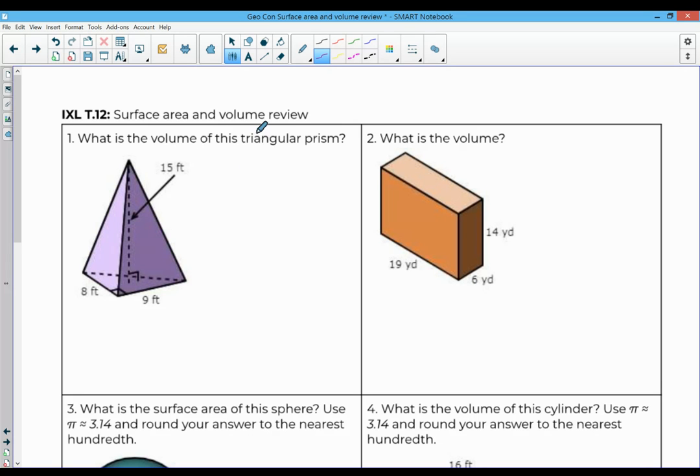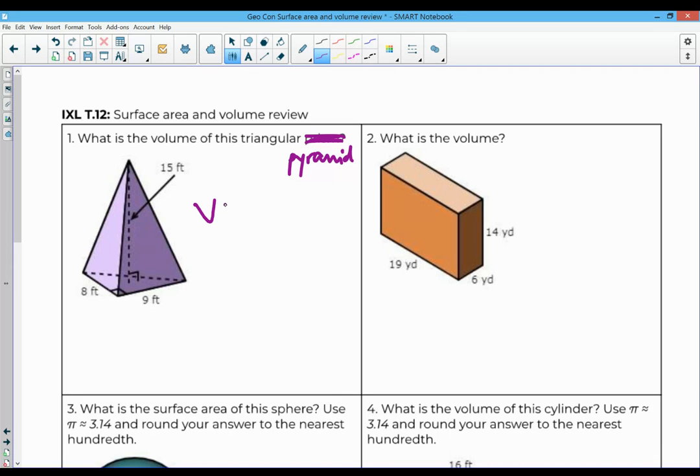Number one, what is the volume of this triangular prism? That is actually a pyramid, so I will fix that on your notes, but I did not catch that until just now. So, what is the volume of this triangular pyramid?